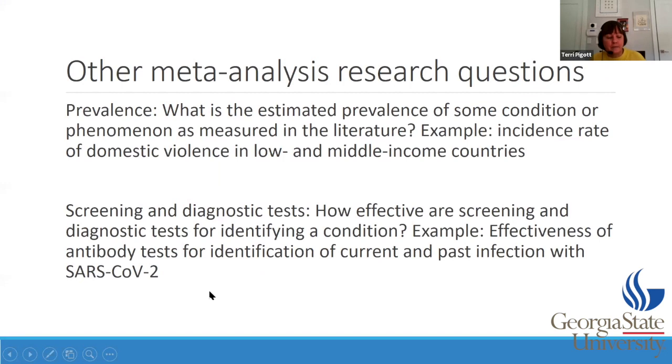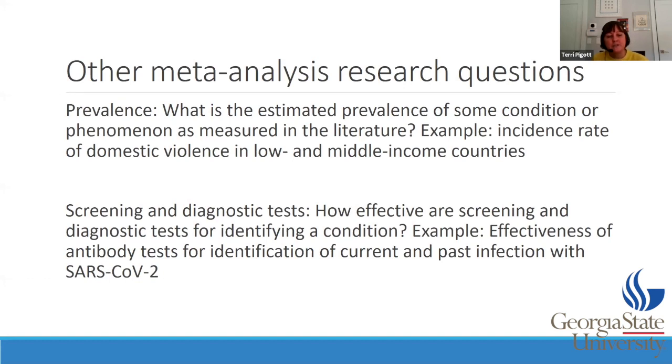And other kinds of meta-analysis research questions, less common in the social sciences, but also I wanted to mention. One might be, for example, about prevalence. We might be interested in estimating the prevalence of some condition or phenomenon as measured in studies across the literature. So one example might be trying to estimate the incidence rate of something like domestic violence in low and middle income countries. And this is a question that is common in public health, trying to estimate the prevalence of some condition or phenomenon.